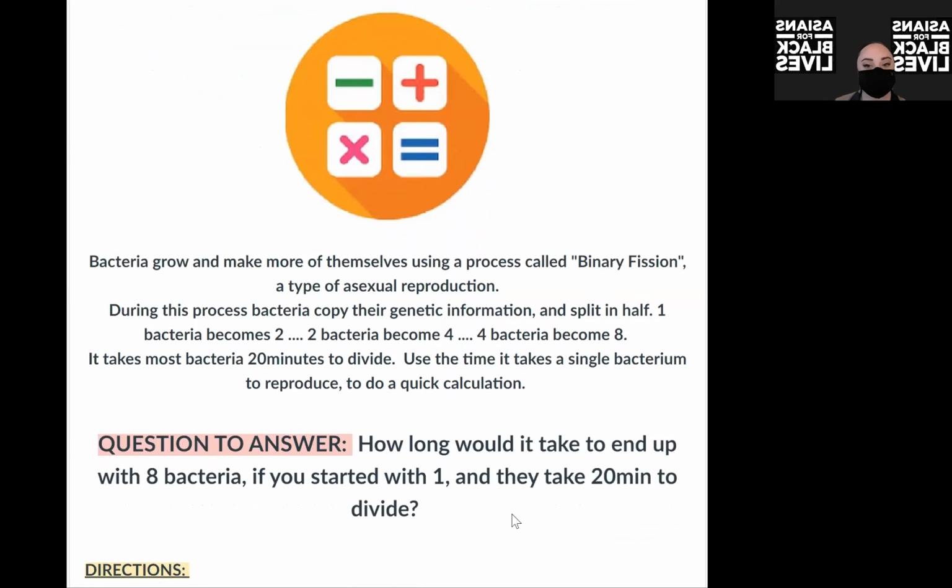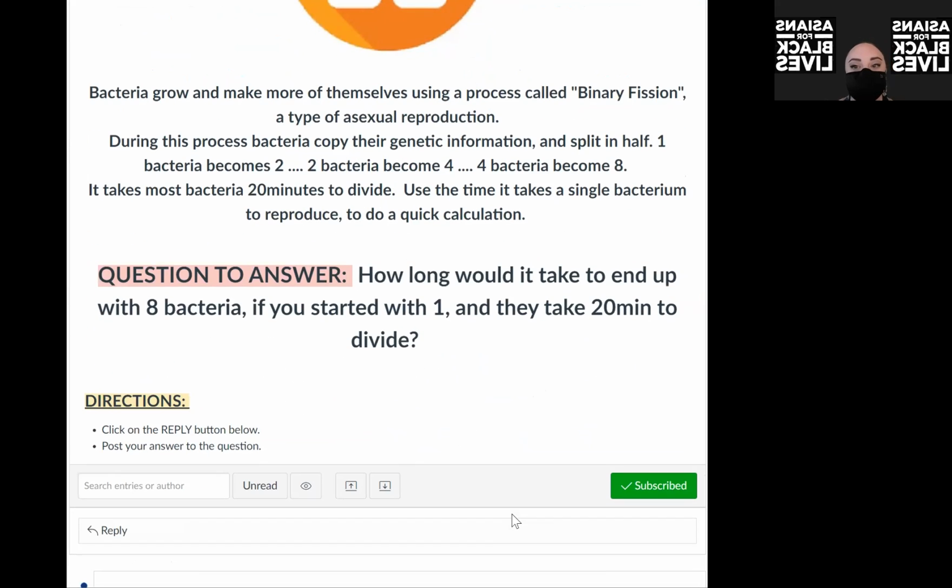So the question you are trying to answer here is, how long would it take to end up with 8 bacteria if you start with 1 and they take 20 minutes to divide each time? So that is the problem I want you to figure out right now. And when you figure it out, you're going to click the reply button and post your answer. How long would it take for us to end up with 8 bacteria if we start with 1 and they take 20 minutes to divide?